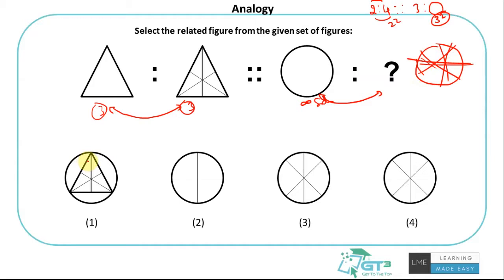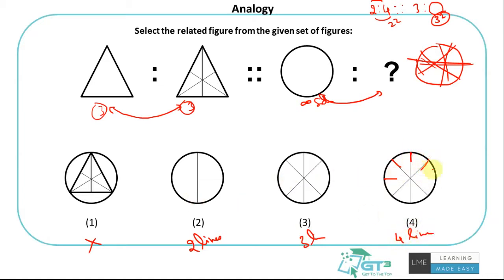The first option has a circle and then a triangle inside it with some more lines in it. This is absolutely wrong, because we are not seeing that pattern in this. I don't see any other closed figure inside this triangle to see the similarity. Here, circle with lines, but I see two lines. So this one has a circle with three lines. And here I'm seeing 1, 2, 3, and 4. That's basically four lines.